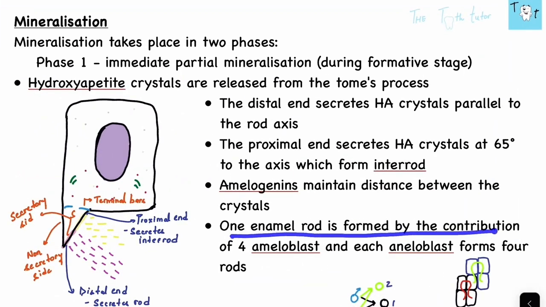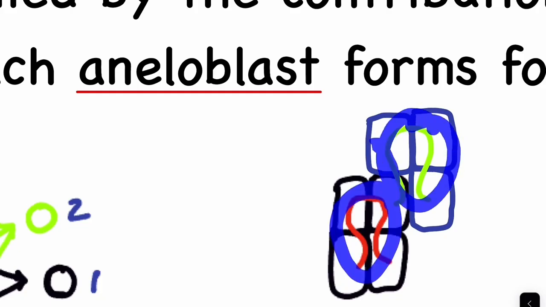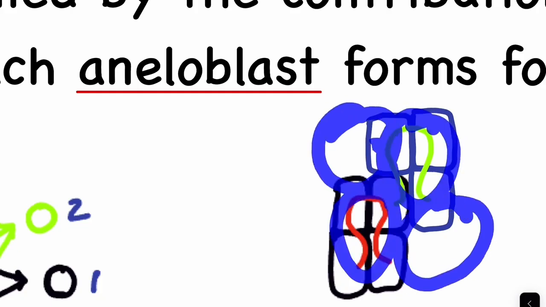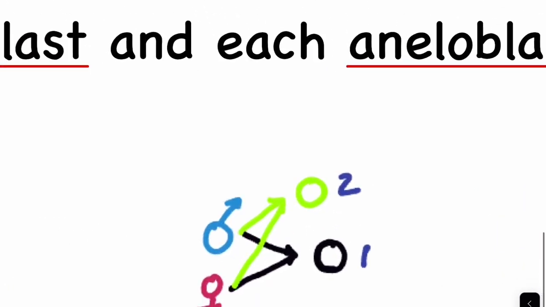One enamel rod is formed by the contribution of four ameloblasts, and each ameloblast forms four rods. So what is this concept, right? You see that one enamel rod, to form this, I will need four ameloblasts. But then this ameloblast will also contribute in formation of four rods. So it formed this rod, it formed this rod, and it will also form like one here and one here, another four rods.